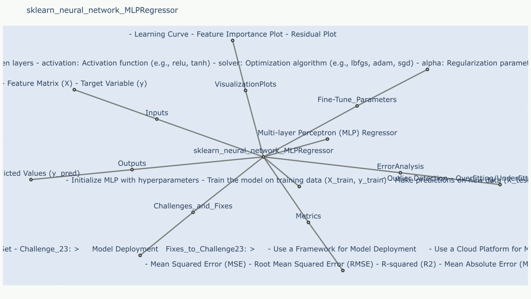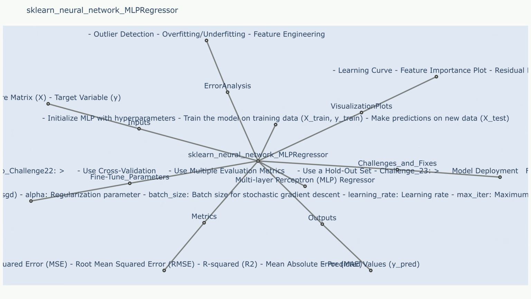Backpropagation: the difference between predicted and actual target values is used to calculate an error gradient. This gradient is then backpropagated through the network, adjusting weights and biases to minimize the error. Training: the forward and backward propagation steps are repeated iteratively until a satisfactory level of convergence is achieved, meaning the model's performance on the training data stabilizes.